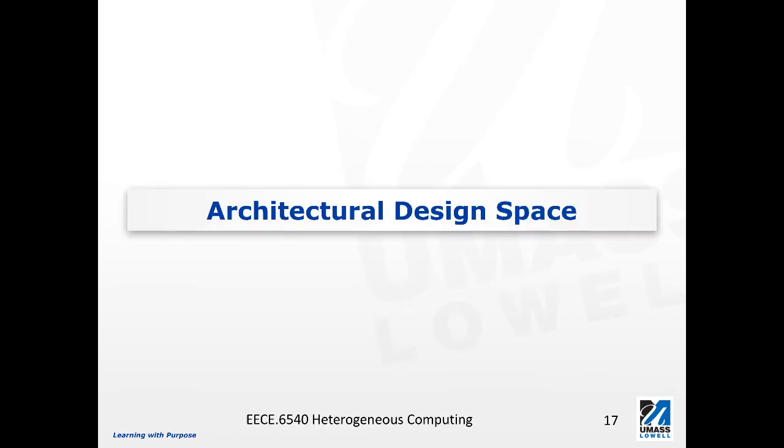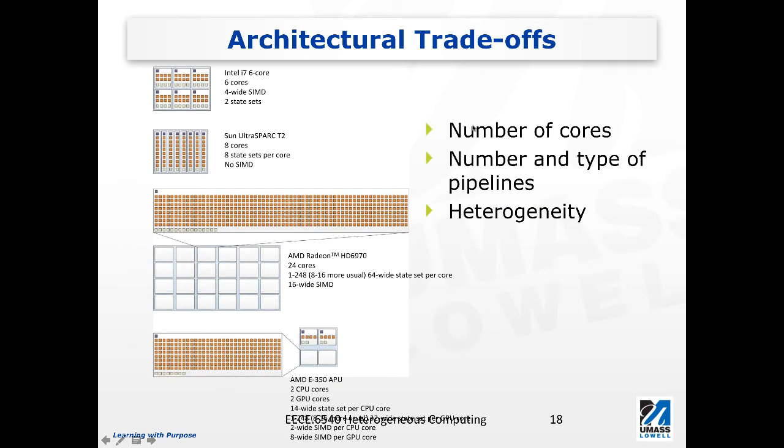In the next few slides, we're going to look at the architectural design space for different processors. We'd like to use this picture to show the architectural trade-offs in different processor designs. As we can see from these 4 or 5 different kinds of processors, the numbers of cores are quite different. Some have 6 cores, some have 8 cores, some have 24 cores, and so on. Also, the cores are quite different as well. The numbers and types of pipelines are so different that you can't equate one core in one processor with a core in another processor.